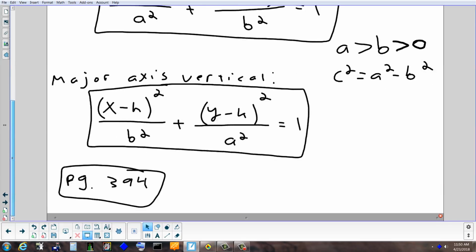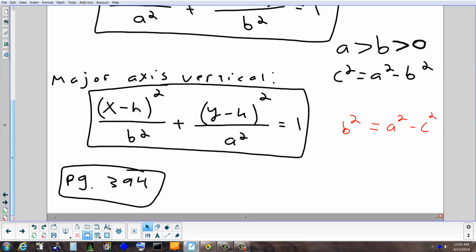Now, if you look at the packet, you're going to notice that they do this: b squared equals a squared minus c squared. That's the same thing. It's just moving things to the other side. It's kind of like if I write distance equals rate times time, or distance divided by time equals rate. Those aren't different formulas. You just move stuff around. Okay?